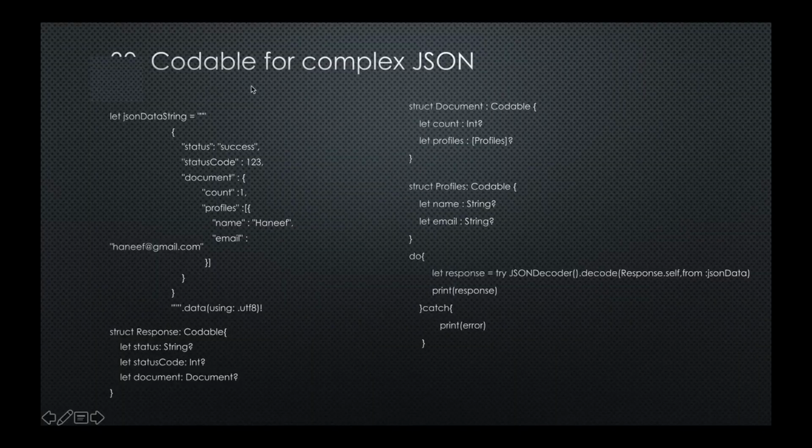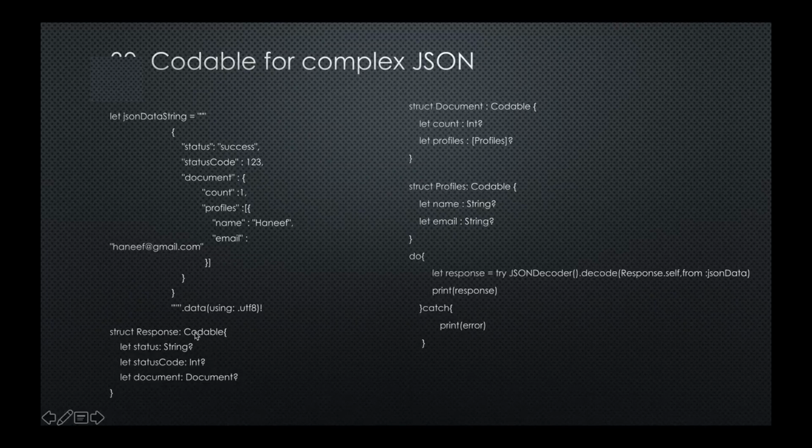Over here we can see a complex JSON. It is a very complex JSON. Let's see. So we have a JSON with a status of success, and then in the document we have another nested part, and then, so as you can see, it's a very complex JSON, right? So how do we use Decodable to decode this? How do we use Codable to decode this JSON?